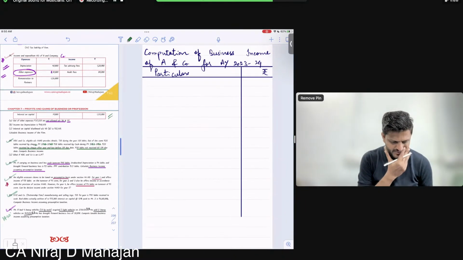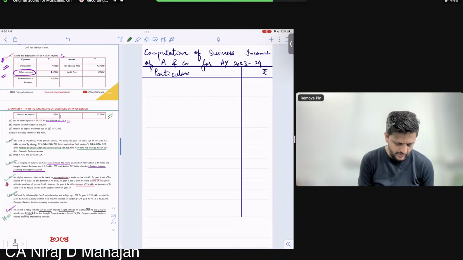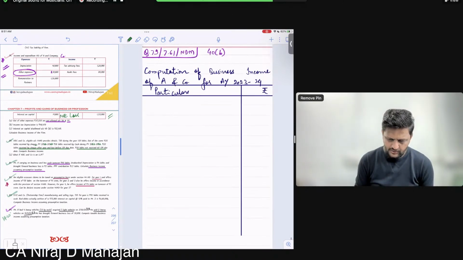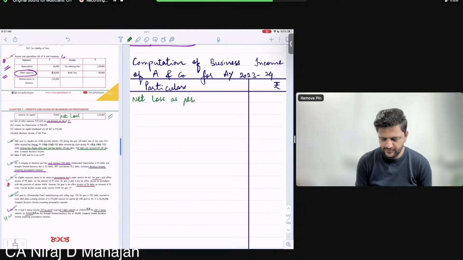It is definitely loss over here. Okay, it has not come properly, but it is loss. NP, NL, sorry, not net profit, net loss. Okay, everybody, 1,33,000. So write down net loss. Just because it is loss doesn't mean the impact will change. It is the same thing, add or less. Net loss as per income and expenditure account.